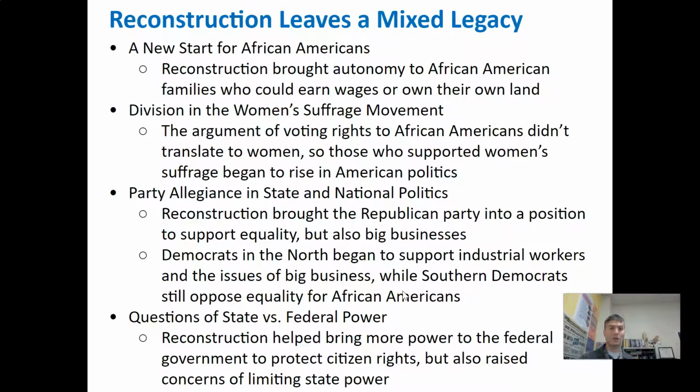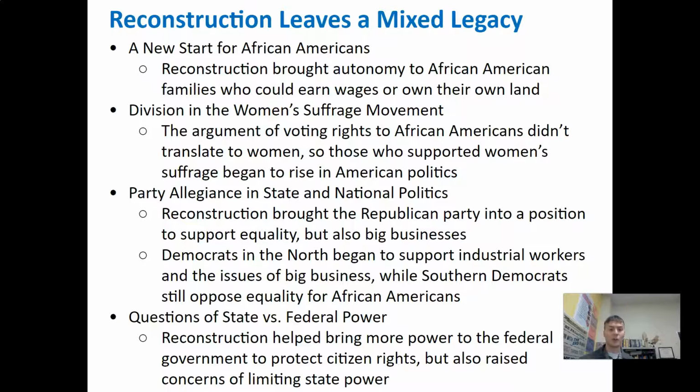First off, it cannot be understated that African Americans truly had a new start to their own lives. You see an increase of African American landowners from 5% of their population all the way up to 40% between 1870 and 1910. Not only that, but it also brings more autonomy to African Americans, who can work for wages. Even though they're working primarily as sharecroppers or tenant farmers, they are still earning money to make their own autonomy.